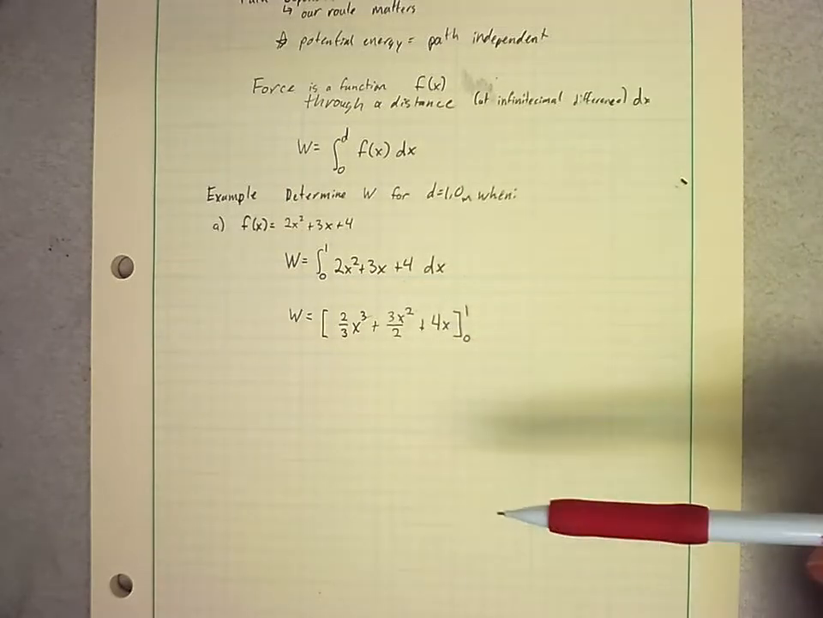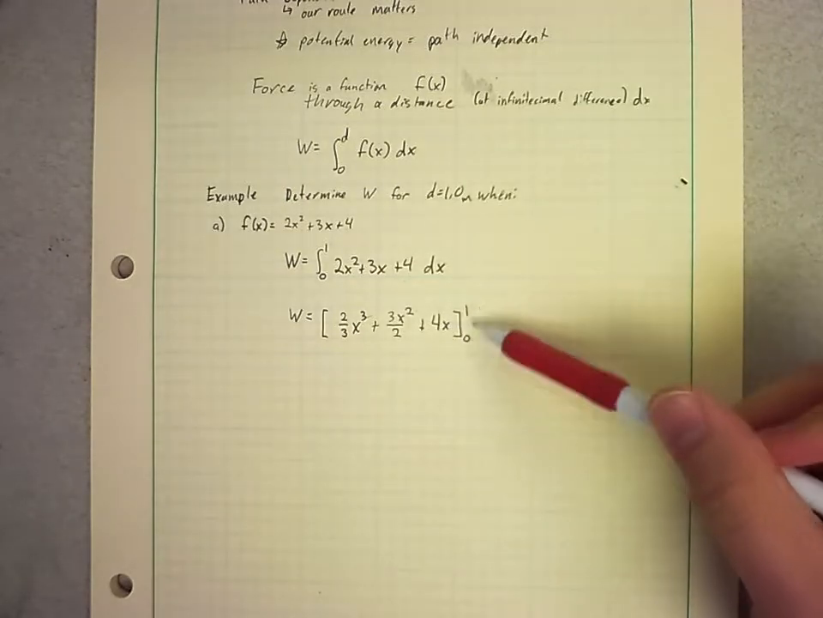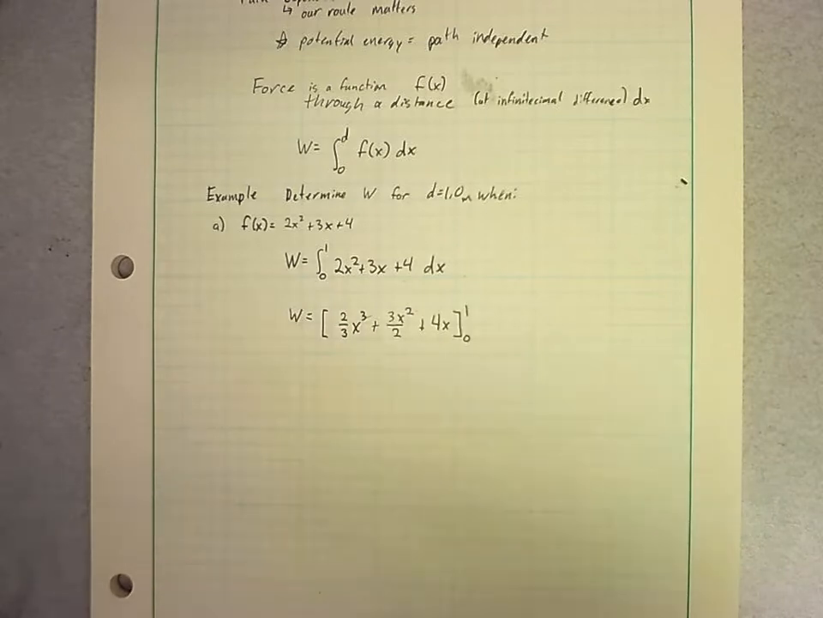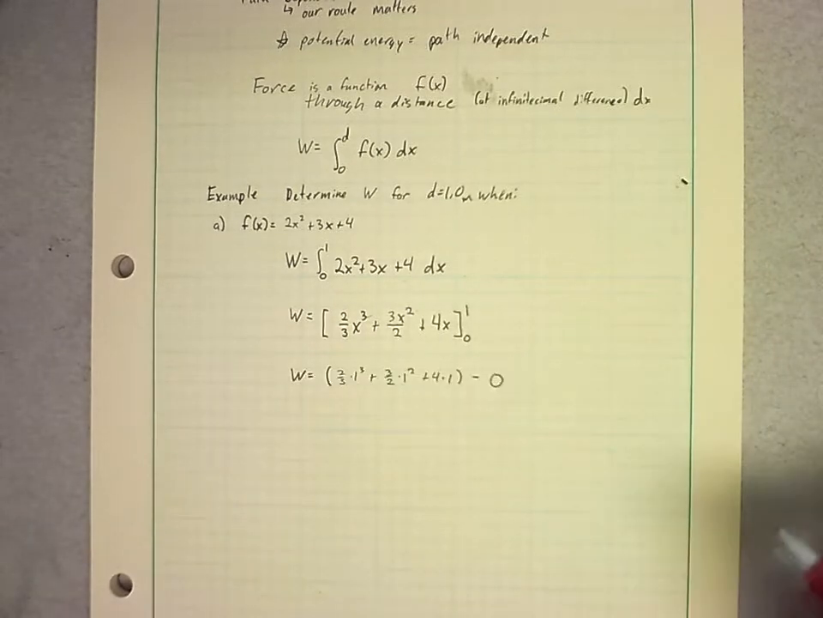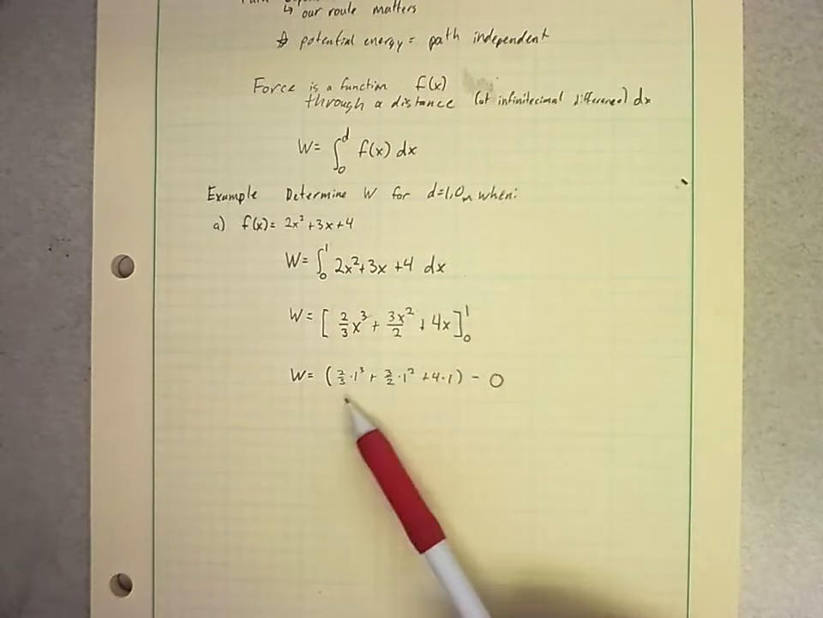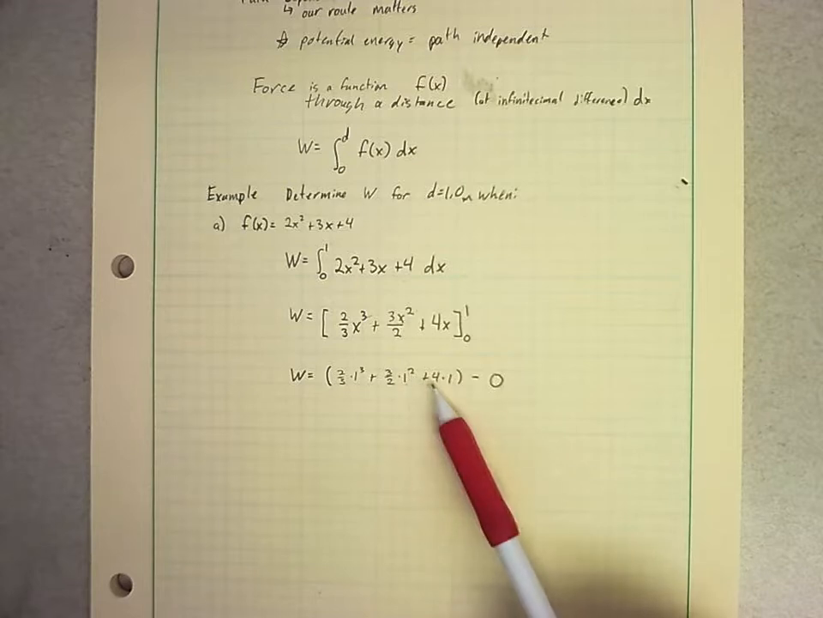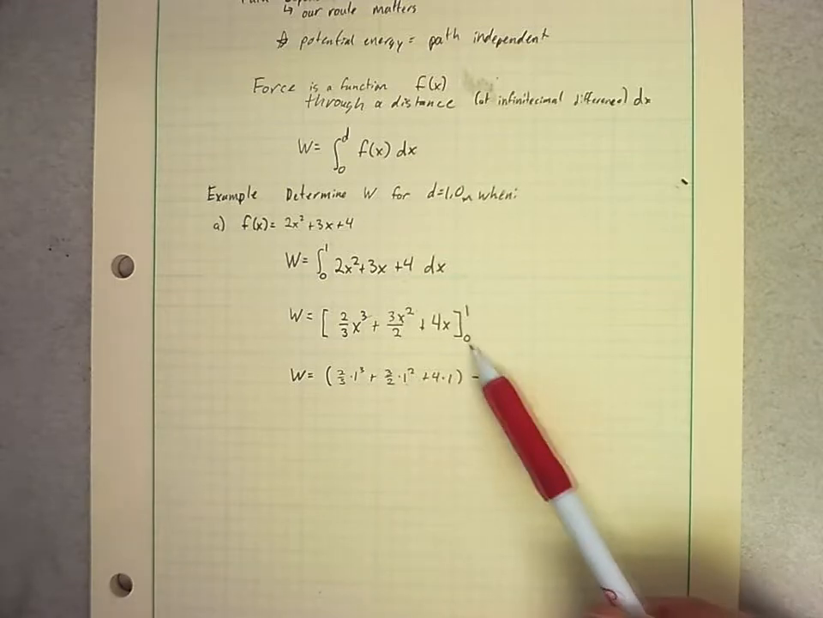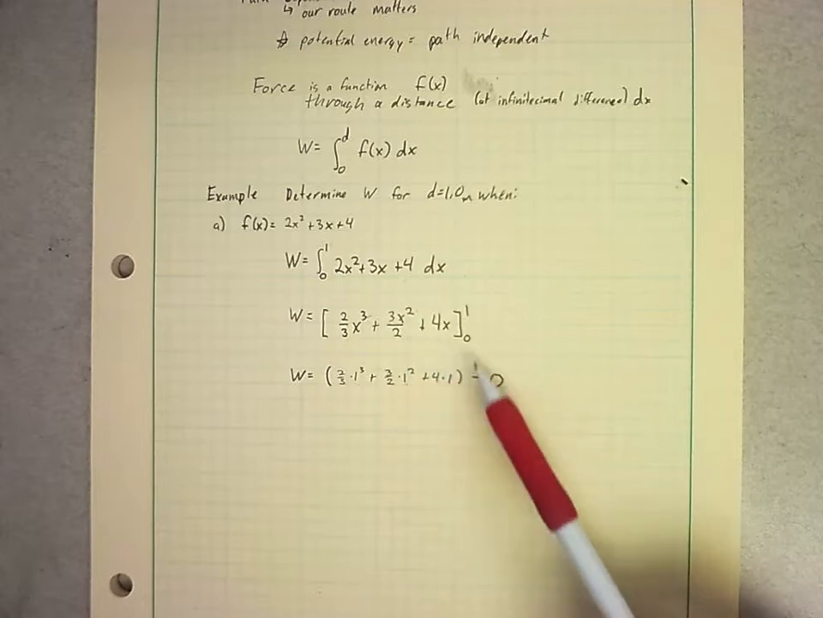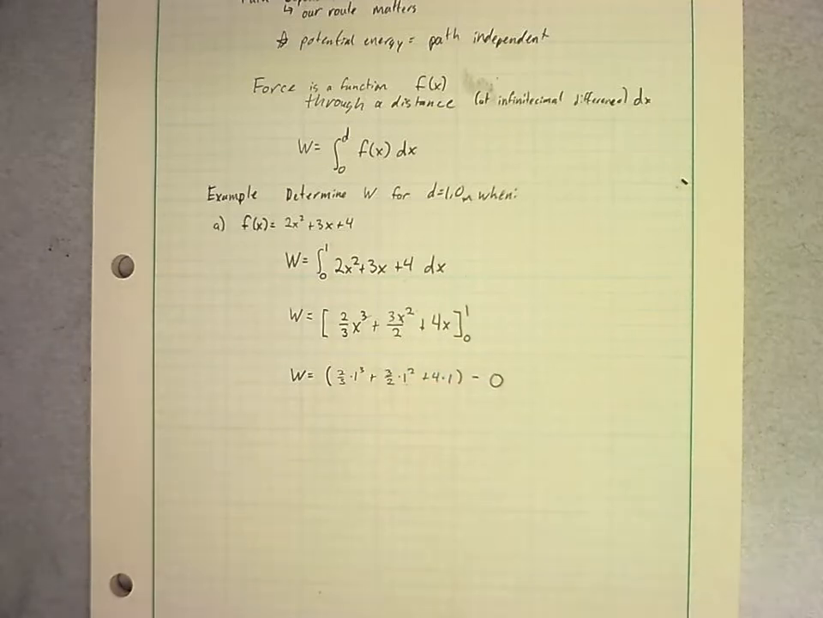And remember, I can ignore the plus c term because I'm doing a definite interval. I've got points I'm going in between, so I don't need to add the plus c because it would just cancel out anyway. Plug in my values. When I plug in 1, I just get 2/3 times 1 cubed, 3/2 times 1 squared, plus 4. When I plug in 0, all of these are going to go to 0, so I can just ignore that part. Then I just have to add my fractions together.